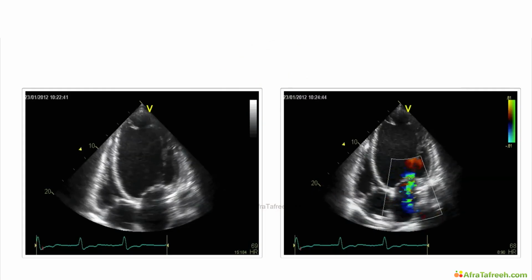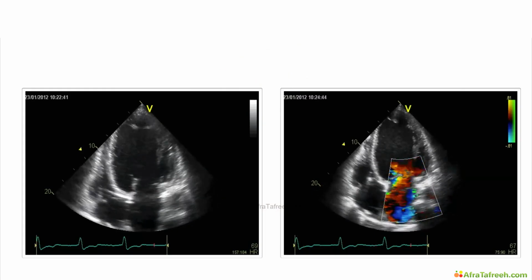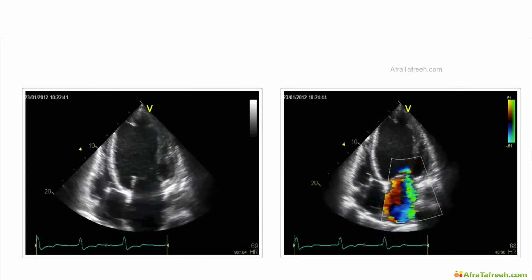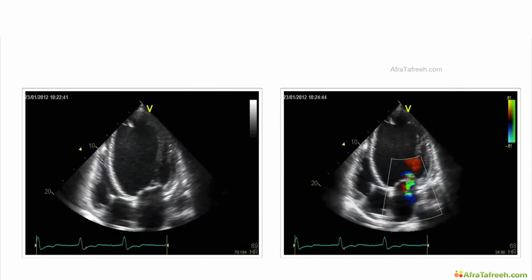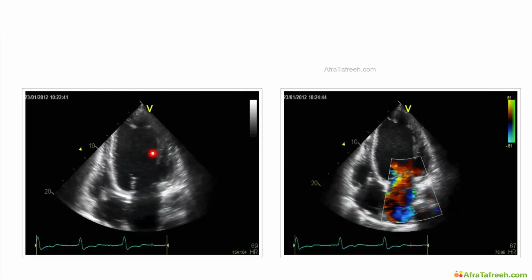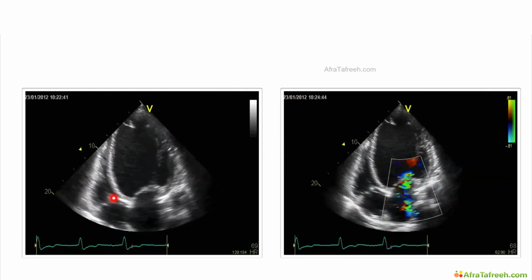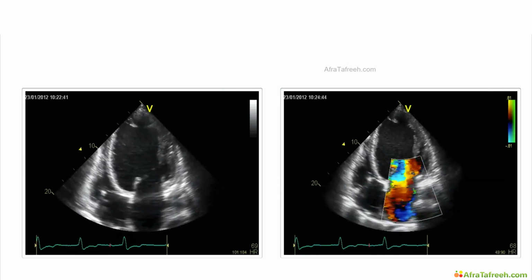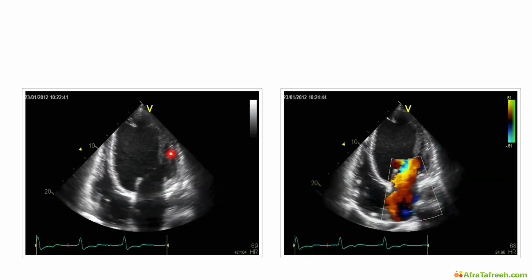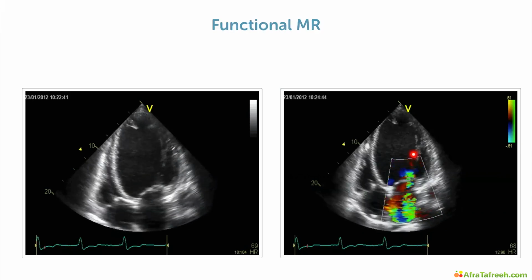One last example. Is the morphology of the mitral valve normal? Well, there's a little bit of mitral annular calcification maybe, but this is pretty much trivial. The mitral valve itself is structurally completely normal, but still we have mitral regurgitation. Why? Because we have a dilated left ventricle with poor left ventricle function. So mitral regurgitation here is definitely secondary to remodeling of the left ventricle. We have functional MR.